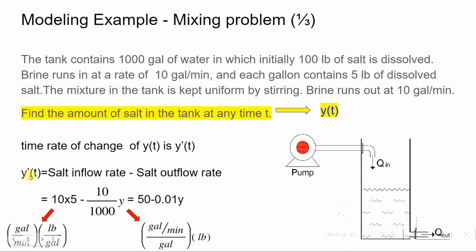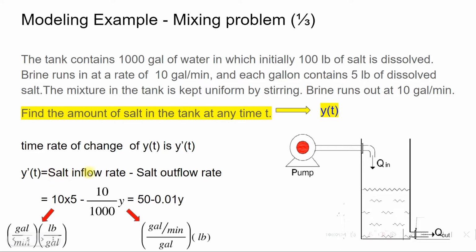Here it says y prime of t equals salt inflow rate minus salt outflow rate. This is the starting point for our physical modeling. If you cannot understand this, it will be difficult for us to move on. So let me give you some little explanation. Y prime of t is the variation of the amount of salt within an infinitesimally small time interval.